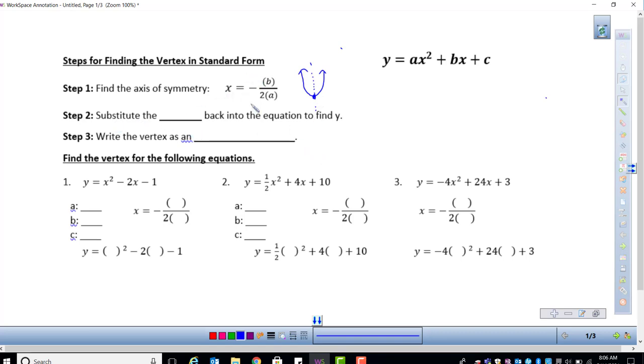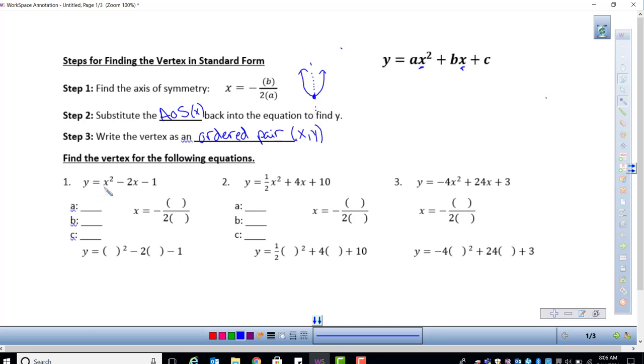Then after we find that x value, we substitute the axis of symmetry, or the x value, back into the equation. We would plug that in for x here and here to find y, and then we write the vertex as an ordered pair. (x, y).